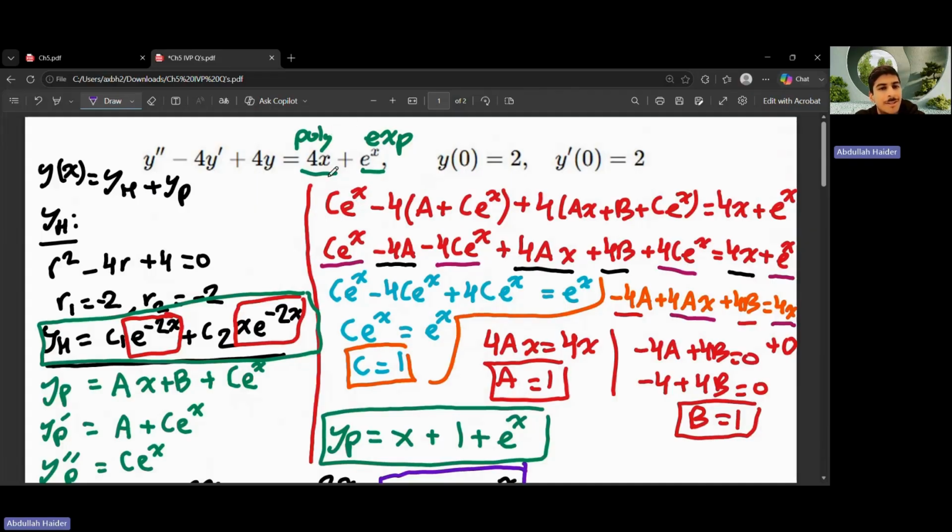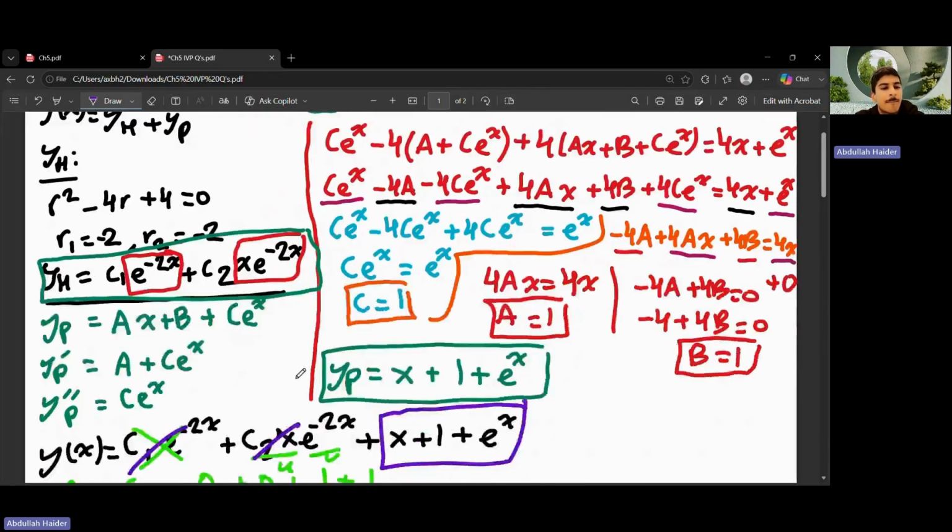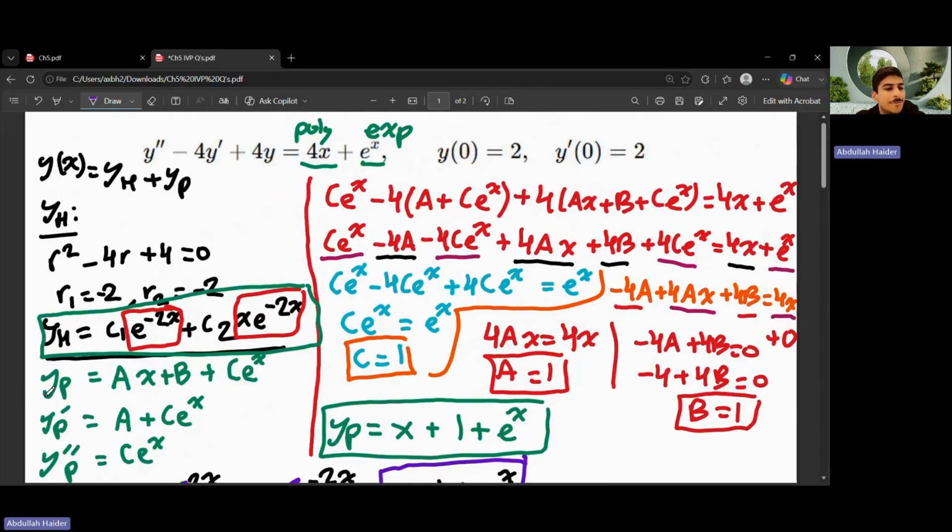For polynomial, we said you look at the highest degree, which is x, and you write the expression for it, which is ax plus b. Then for exponential, you have a constant multiplied by the exponential itself. So we found yp, and this is where we used to stop in the past examples. But since this is an initial value problem, we have to find a, b, c, and we have to find c1 and c2.